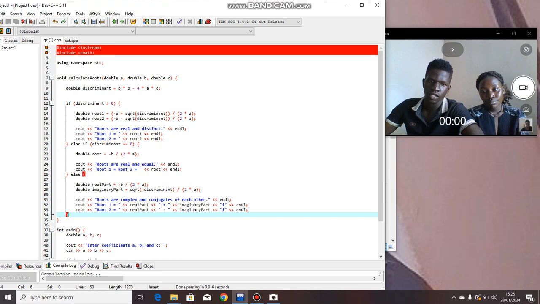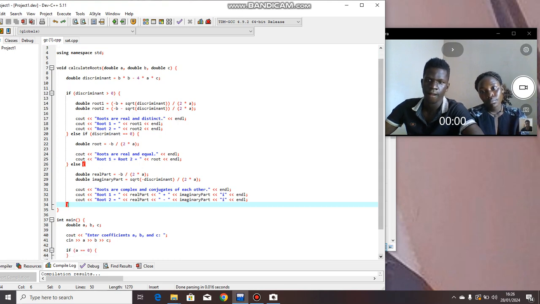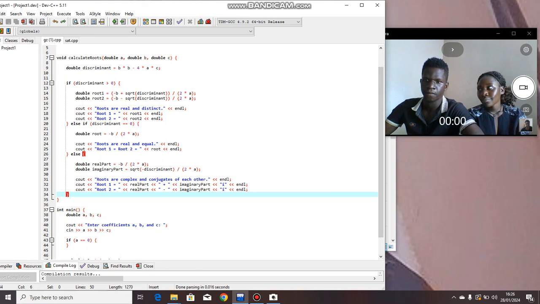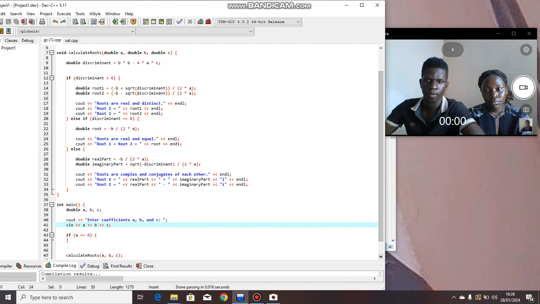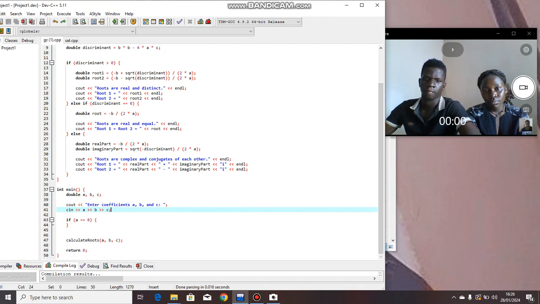Now we are going to look at another part of our program, which is int main. In this case, you're going to enter a formula which allows us to enter the coefficients a, b and c so that we can find the imaginary part, the real part and everything. So as you can see, calculate roots of a, b, c. Then we are going to return 0.